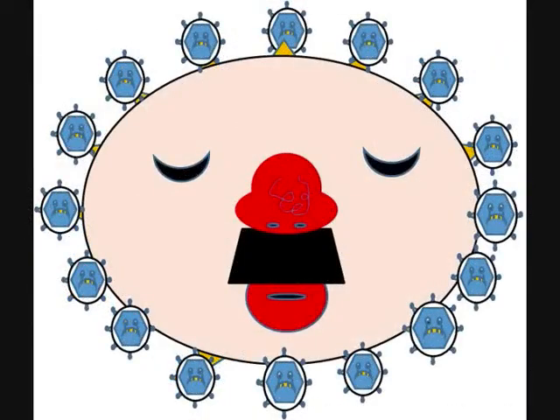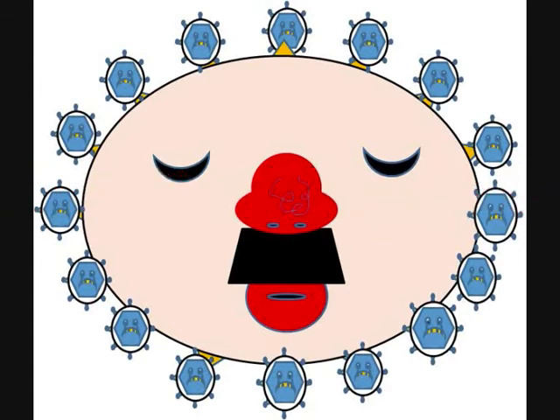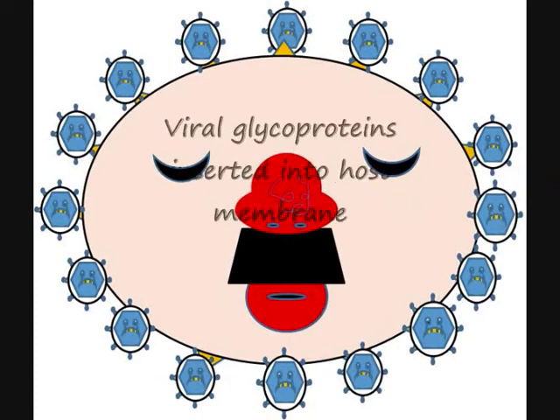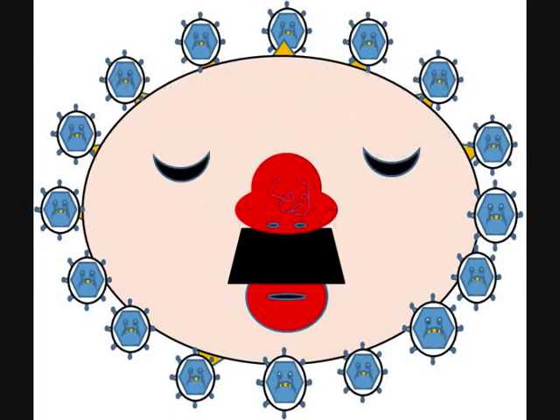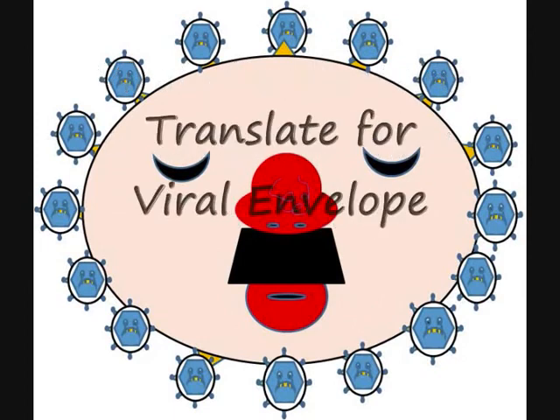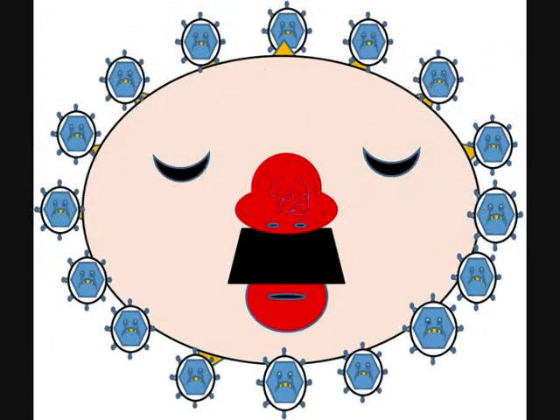Enveloped viruses, on the other hand, adopt another strategy in releasing their virions, that is, budding. Firstly, viral glycoproteins and proteins are inserted into target host membranes. Then, translation occurs in viral mRNAs coding for membrane proteins instead of host cell mRNAs.